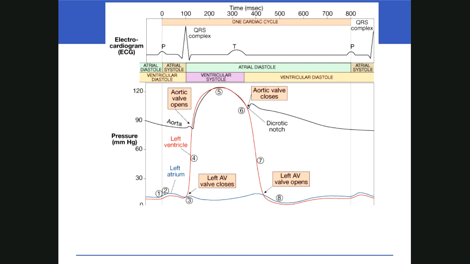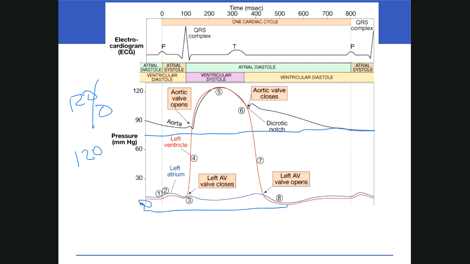So if we look at the pressure in the ventricle, it goes up to about 120, and it falls all the way down to about 0. Look, it falls down to almost 0. But if we look at the pressure in the aorta, it goes up, but it never drops down to 0. It only goes down to about 80. Does it make sense to everyone? Any questions?